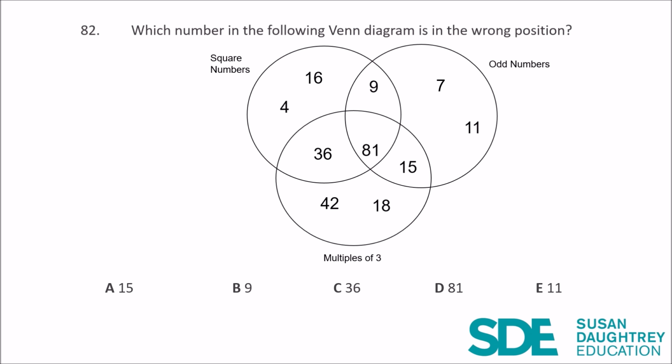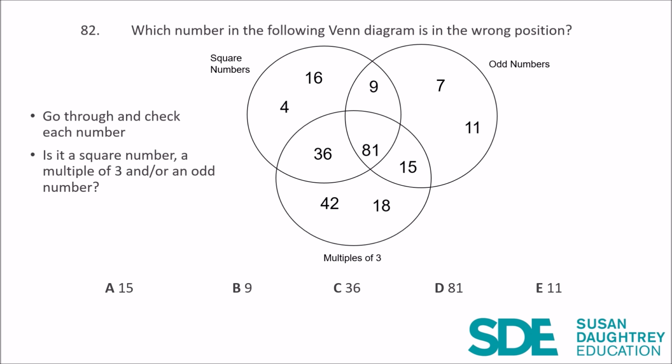Which number in the following Venn diagram is in the wrong position? Well, the first thing we need to do is to check that each of the sets contain numbers that fit the description. We must check that all the numbers in the first set are square numbers, in the second that they are all odd numbers, and in the third that they are all multiples of 3. Then we must look at where the sets overlap.